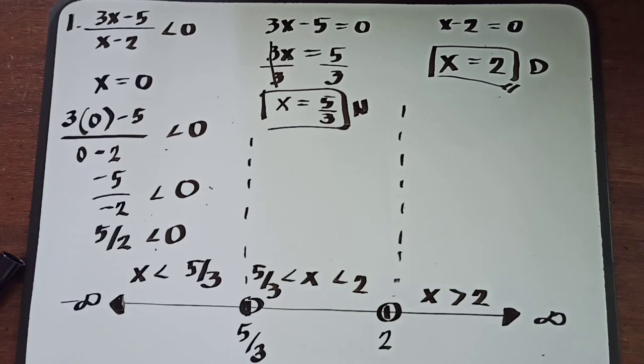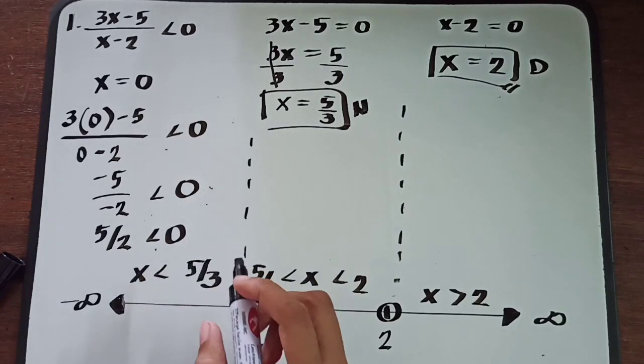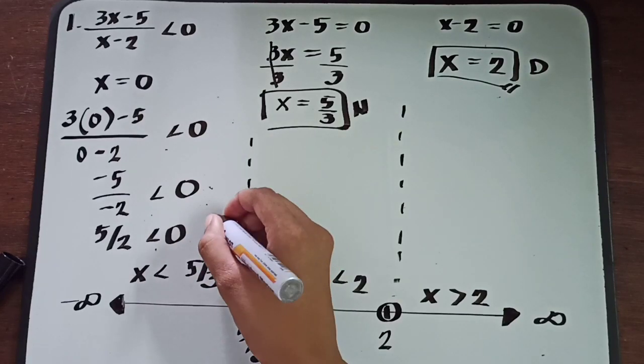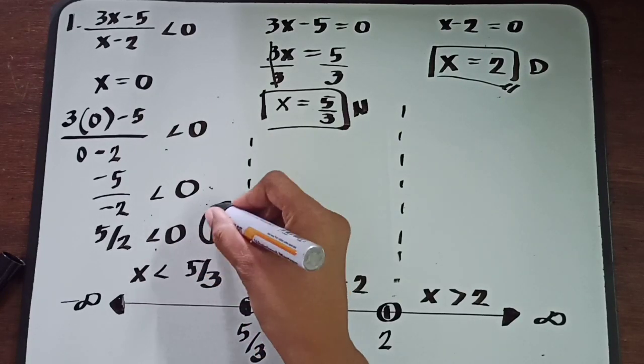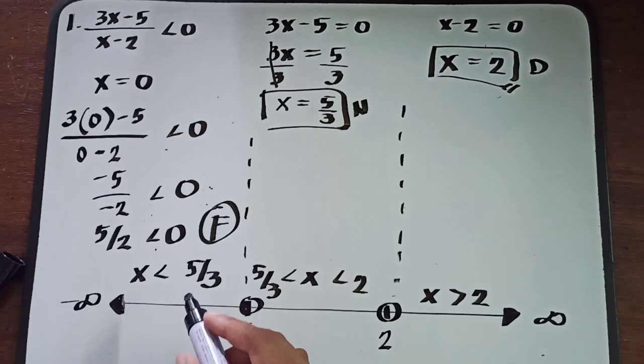Is it a true statement or a false statement? Yung 5/2 ba is mas mababa kaysa sa 0? So obviously not. So it means that this is a false statement, or this is not the solution set.